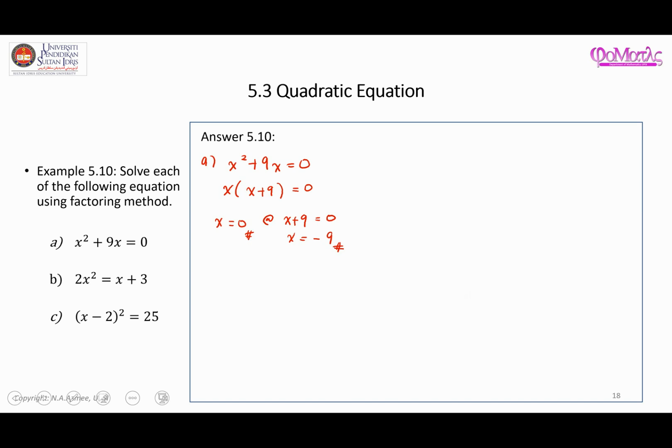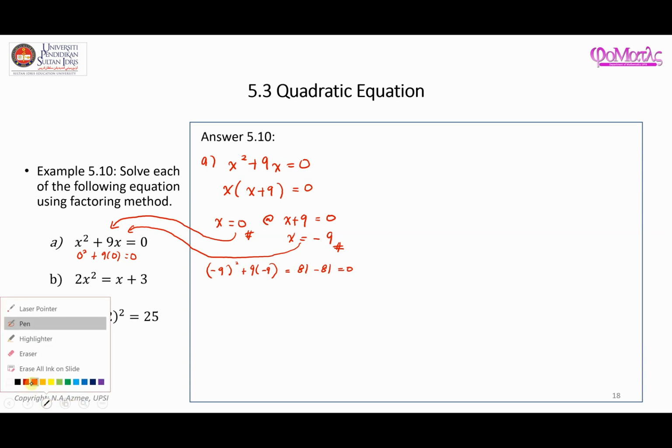Of course, you can check whether this is true or not. If you substitute 0 into this, you will get 0 squared plus 9 times 0, which is 0. So the left hand side is equal to the right hand side. And similarly, if you substitute -9 into this, you will get (-9) squared plus 9 times (-9), which is 81 minus 81. This is also 0. So you can see that the solutions are correct. Okay, next.